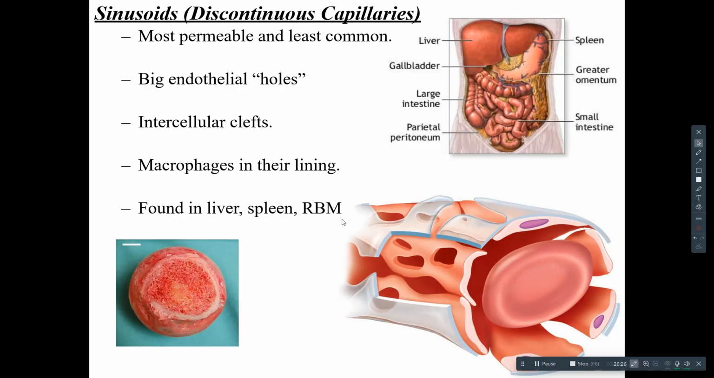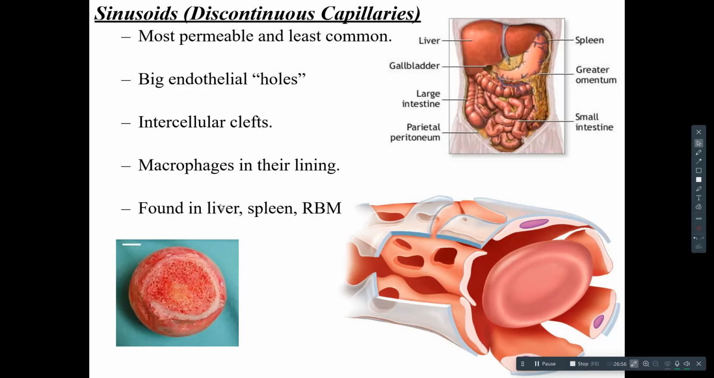I find these guys in the liver, spleen, and red bone marrow. It makes sense that I find these in the red bone marrow. And here's some red bone marrow over here in the femur. It makes sense because, of course, what happens in the red bone marrow? Hemopoiesis or hematopoiesis. That is the production of blood cells. And those blood cells need to get in the blood. How do we make it easy to get in the blood? Well, we use big holes.